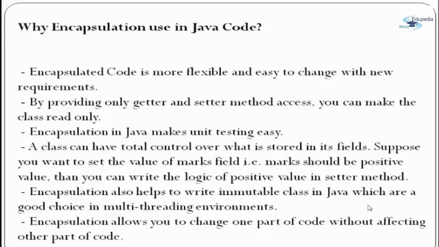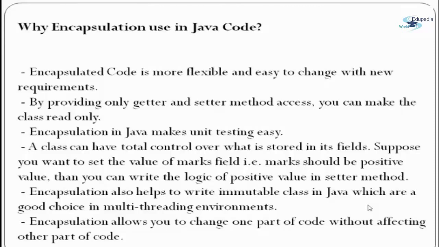Encapsulation also helps to write immutable classes in Java, which are a good choice in a multi-threading environment. Immutable classes are those classes which are marked as final and which cannot be changed. Like String is an immutable class in Java. And how does it help? We'll see when we read some of the immutable classes in Java.